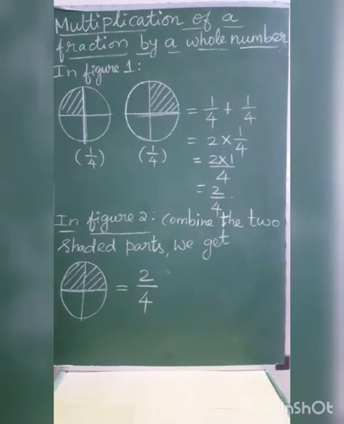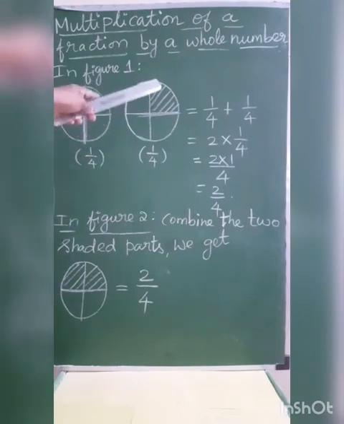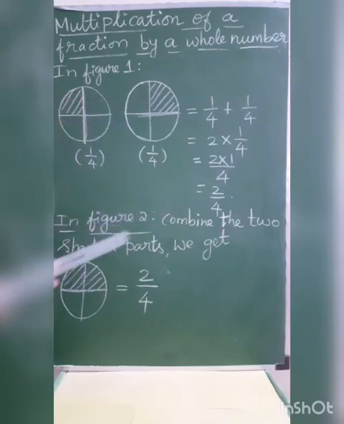In figure 2, combine the two shaded parts. In figure 1, one part is shaded in each circle, so combine the two shaded parts. This is your answer. How many parts are in a circle? 4 parts. How many parts are shaded? 2 parts. So 2 by 4 is the answer for figure 2. Both figures are the same.